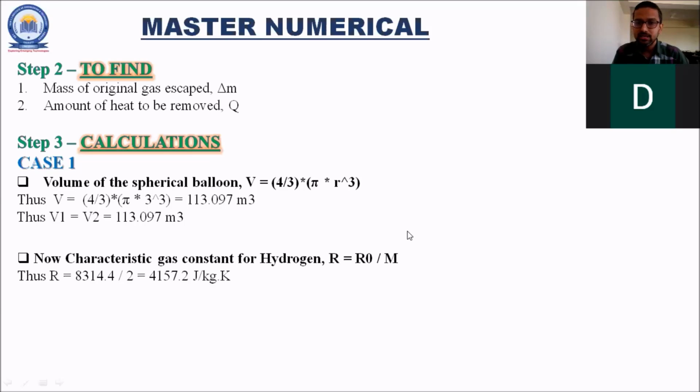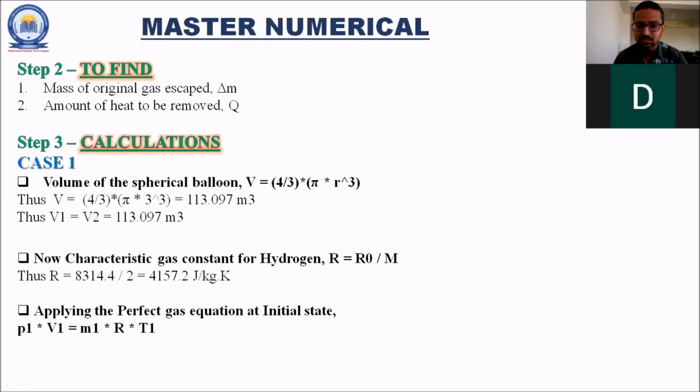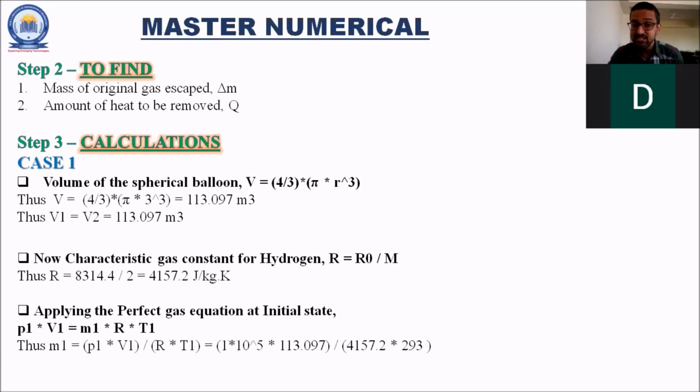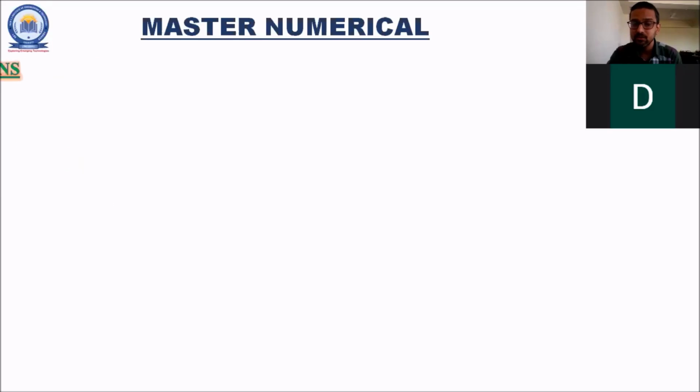Okay, fine. So let us proceed further in the derivation. Now applying the perfect gas equation at the initial state, that is P1V1 is equal to mRT1. We are having all the values, so we will be finding out the value of the initial mass which is stored in the spherical balloon, or the initial mass of the hydrogen in the spherical balloon, that is M1, and we are getting the answer, that is 9.285 kg. So this is the answer for the M1 initial conditions.